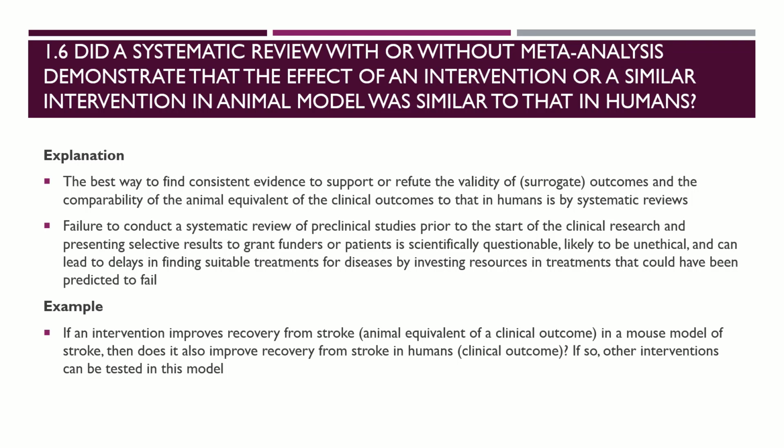So, for example, if an intervention improves recovery from stroke, which is the animal equivalent of a clinical outcome in a mouse model of stroke, does it also improve recovery from stroke in humans? If so, other interventions can be tested in this model. Okay, so that is the bottom line. You have to do a systematic review before you start a clinical study. Not just a systematic review of clinical studies, you should also do a systematic review of preclinical studies if you are thinking about first in human studies.